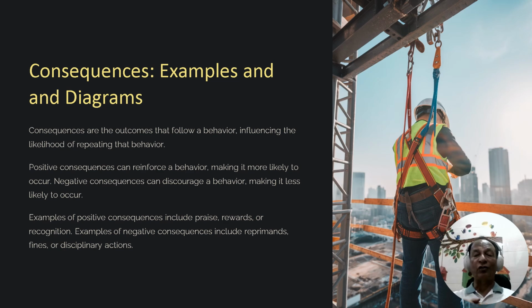Now, consequences, examples, and diagrams. If you can see this guy, he is standing at the edge of the building on the terrace and he is supported by two full body lanyards. So what happens is, even if he falls, he will be safe. So, consequences will be no harm, and that's what we want, and that's the reason we are asking them to put on the PPE.